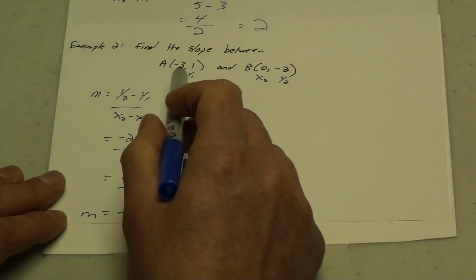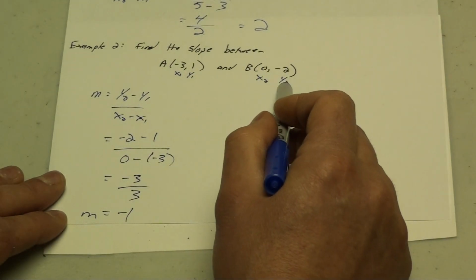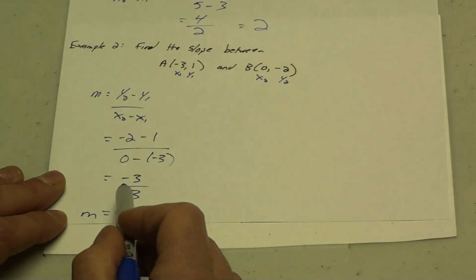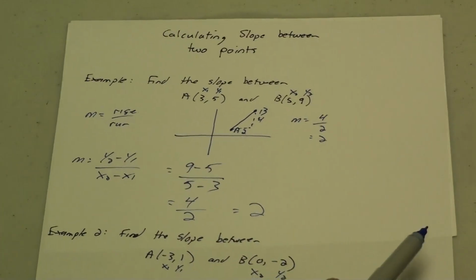Okay? So label your points x1, y1, x2, y2, and then put the points into the formula to figure out your slope. Okay? Thank you very much.